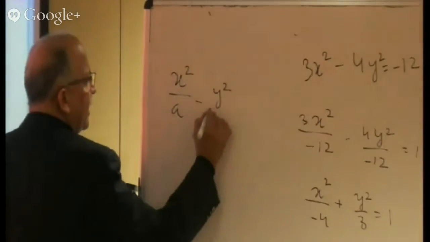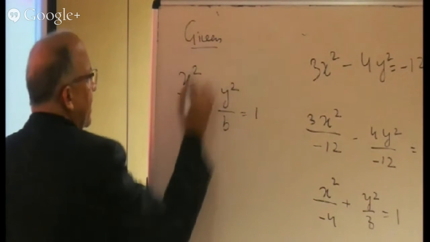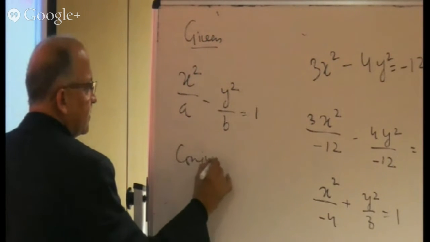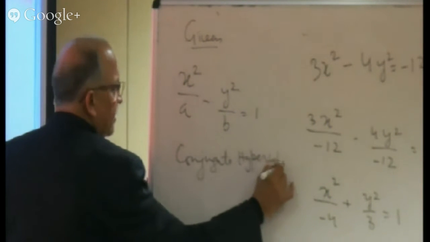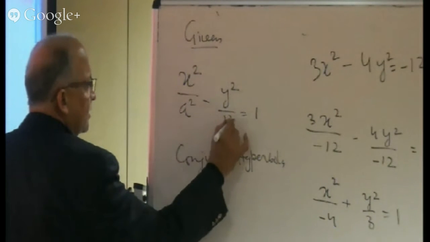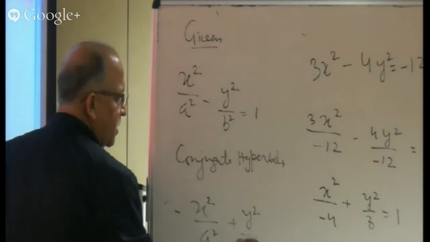Minus x square upon a square plus y square upon b square equal to 1 is the conjugate hyperbola for the hyperbola x square upon a square minus y square upon b square. What I'm saying is, if this is the given hyperbola, its conjugate is minus x square upon a square plus y square upon b square equal to 1.